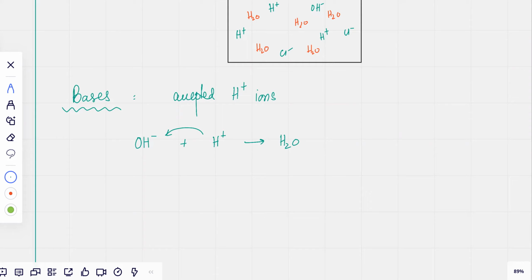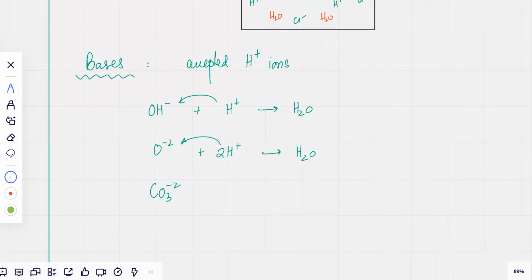Similarly, there's another ion which is O minus 2. This ion is also capable of accepting H plus 1 ions. It's capable of accepting two H plus 1 ions. And this one would also form water. And then there's another ion which is basic. That's a carbonate ion. This carbonate ion is weakly basic. It's not a very strong base, but it's weakly basic. What that would do is it's going to do the same thing. It would also accept H plus ions from the solution.